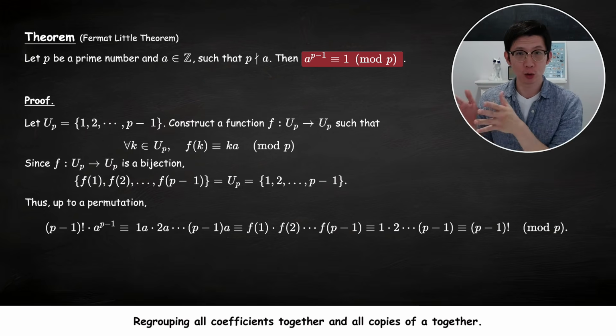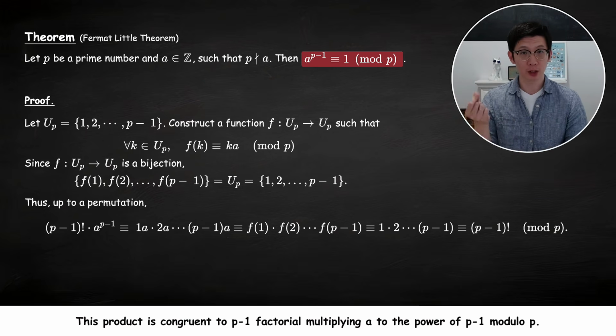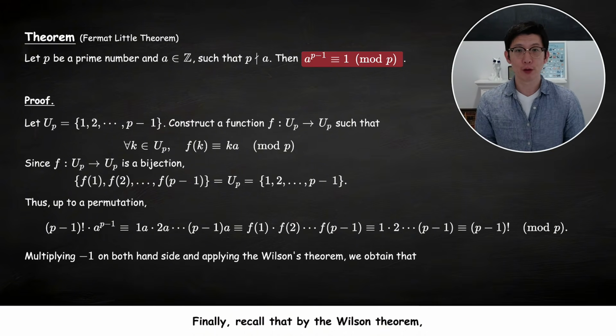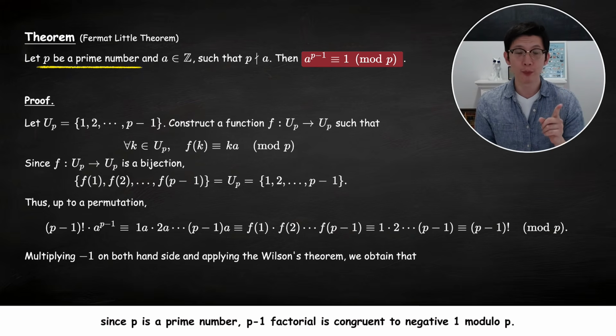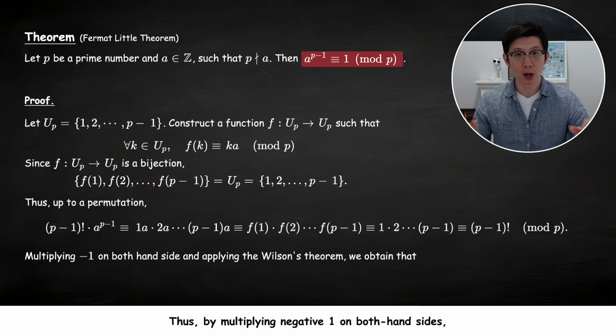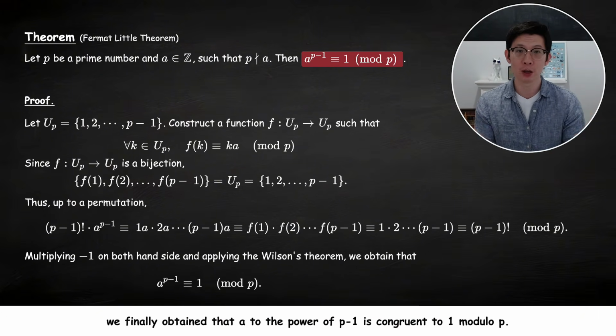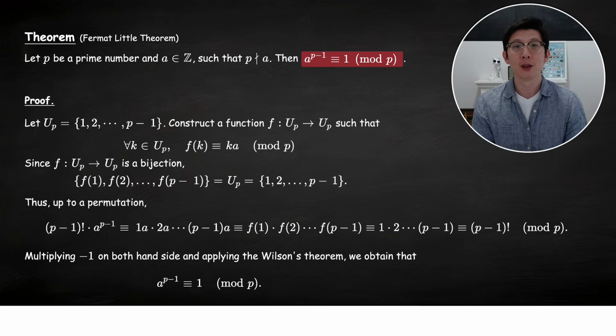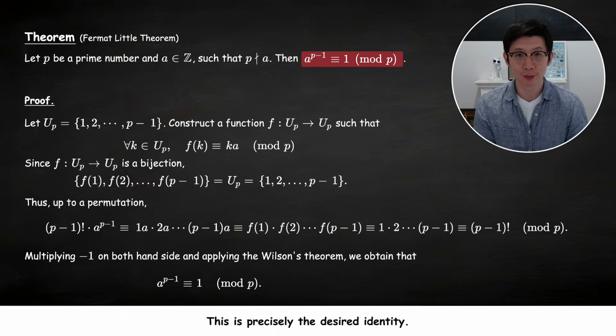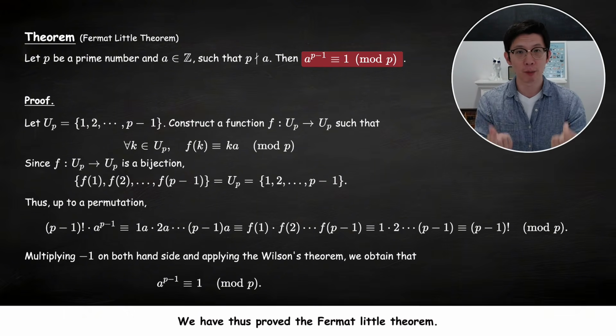Regrouping all coefficients together and all copies of a together, this product is congruent to (p minus 1)! multiplying a to the power of p minus 1 modulo p. Finally, recall that by Wilson's theorem, since p is a prime number, (p minus 1)! is congruent to negative 1 modulo p. Thus, by multiplying negative 1 on both hand sides, we finally obtain that a to the power of p minus 1 is congruent to 1 modulo p. This is precisely the desired identity. We have thus proved Fermat's little theorem.